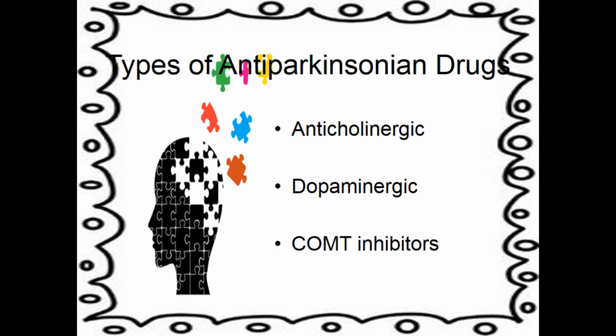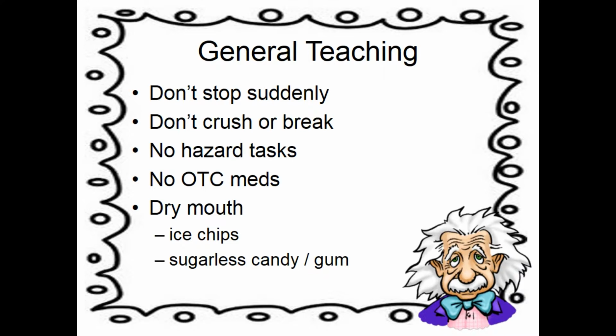The types of antiparkinsonian drugs that we're going to talk about are anticholinergic, dopaminergic, and COMT inhibitors. Generalized teaching for antiparkinsonian agents include: don't stop any of these medications suddenly. Don't crush or break any pills or tablets. Do no hazardous tasks. These people shouldn't be running a forklift. They shouldn't take any over-the-counter medications without checking with their physician first. And if they have dry mouth, the best way to combat that is ice chips or sugarless candy or gum.